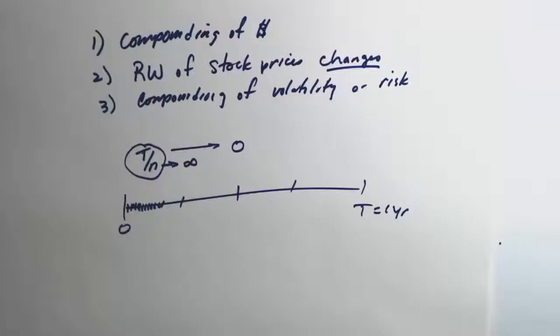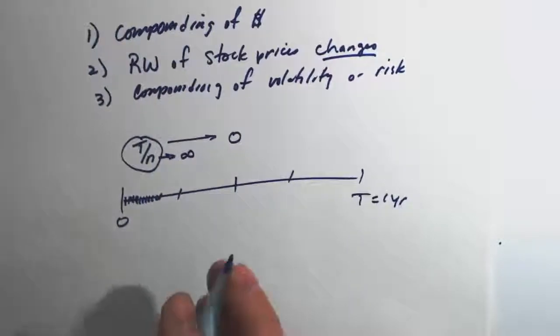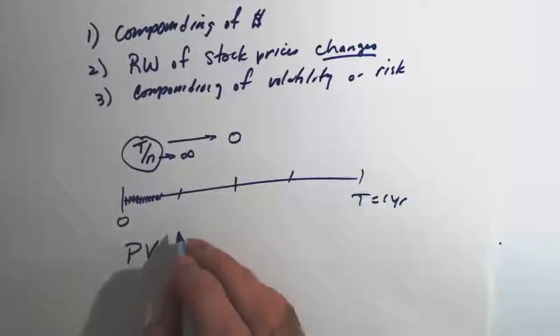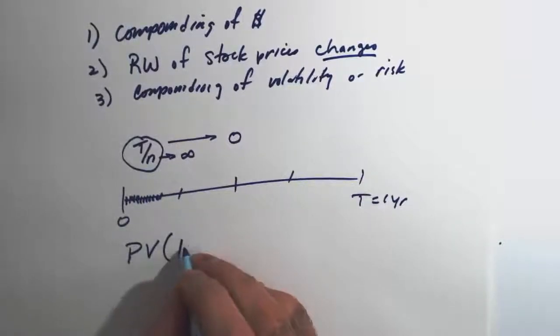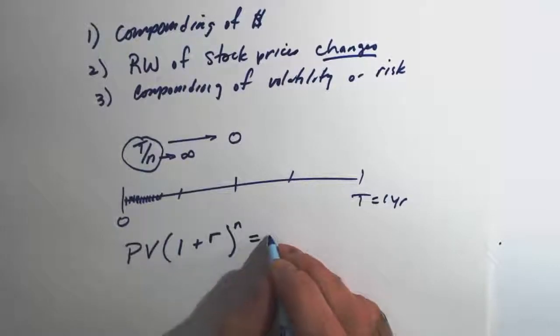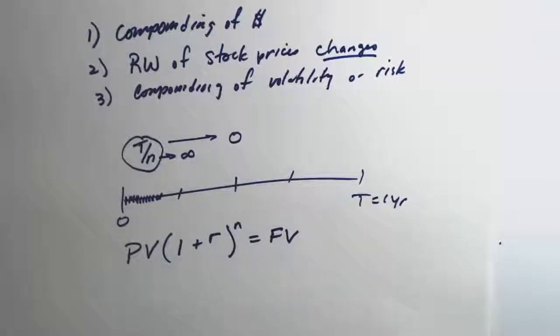Okay, so let's review what the math means for that. And so let's go back to square one. Remember the compounding of money concepts. You took a present value and multiplied it by 1 plus r to the n power, and you got a future value in your basic finance course.